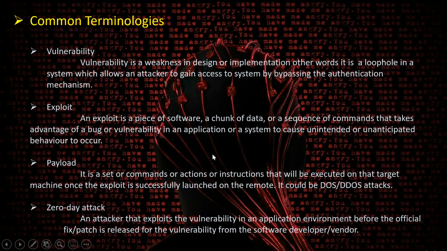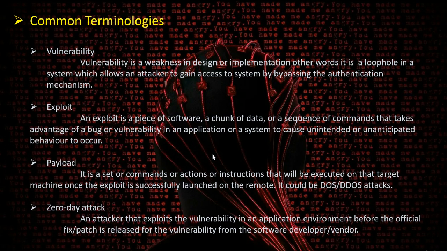In this video, here we have the common terminologies: vulnerability, exploit, payload, zero day attack, threat, risk. There are many other terms, and here we have highlighted a few important ones that we will regularly come across. So what is vulnerability? Vulnerability is a weakness in the design or implementation of a system. It can also be called a loophole in the system, which mainly allows an attacker to gain access to the system by brute force or by bypassing the authentication mechanism.